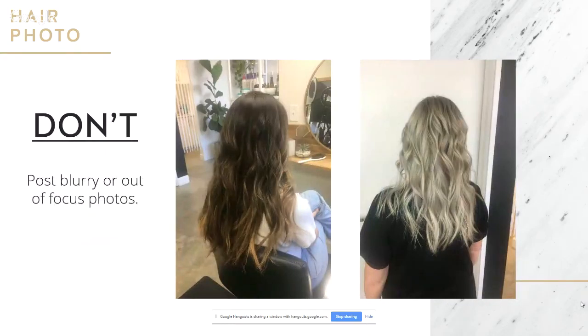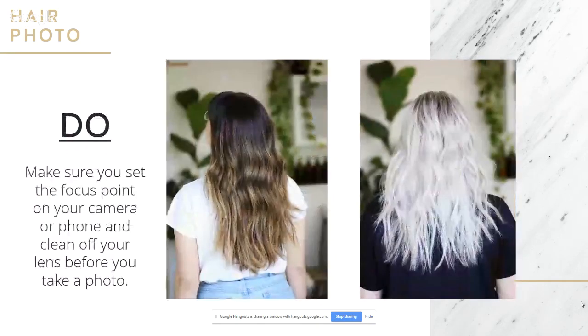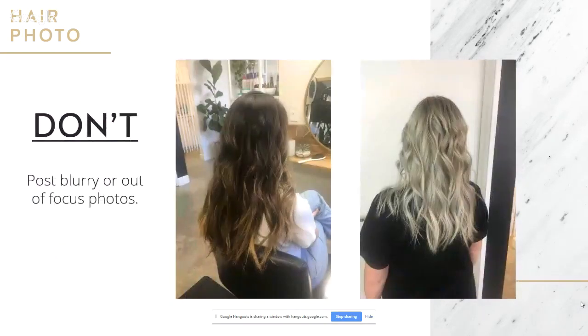The next one is don't post a blurry or out of focus photo. If you've ever seen a photo like this, or you've taken a photo and wondered what the heck, why does this happen, you might think it's because of the lighting. It's actually because there's a haze on your lens. So you need to clean off your phone lens or your camera lens. Make sure you set the focus point on your camera or phone and clean off your lens before you take a photo, so that the hair is the one thing in focus and you don't get that weird hazy look.